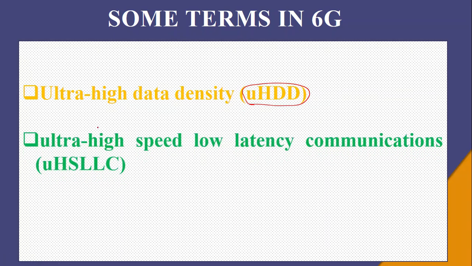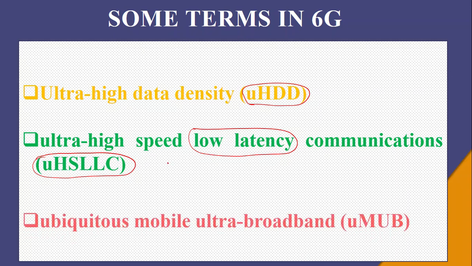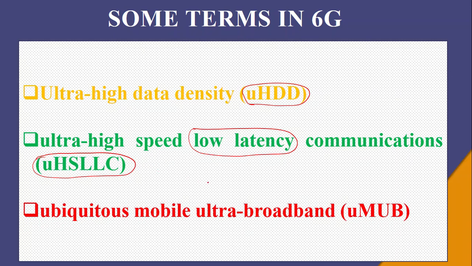The second one is UHSLLC, the ultra high speed low latency communication. Here the latency is very low in the 6G communication system. This is responsible for the user receiving the signal from the base stations very fast, with very low delay or latency. The third one is ubiquitous mobile ultra broadband, which is used in the 6G network.